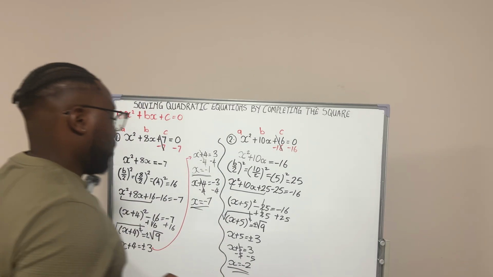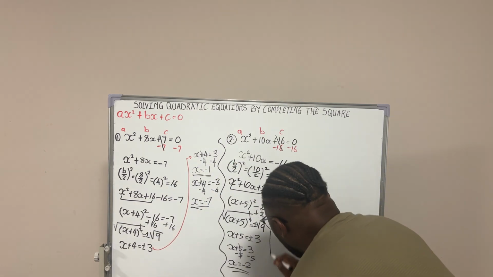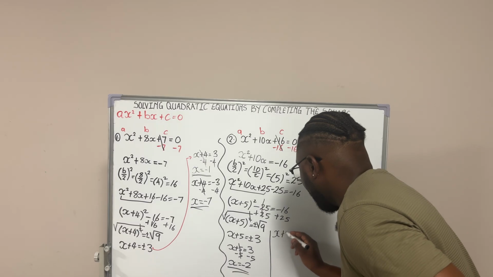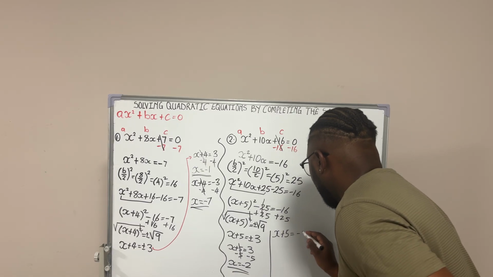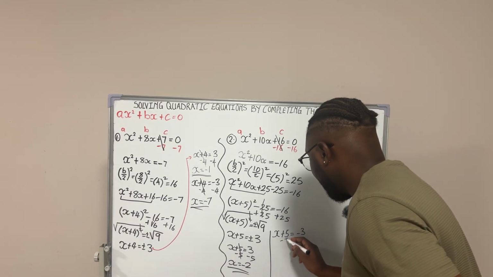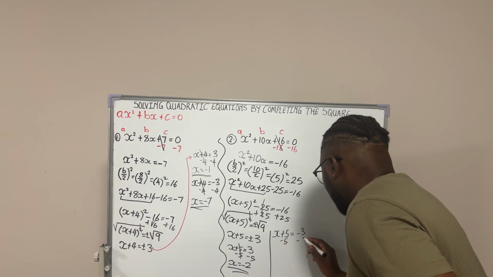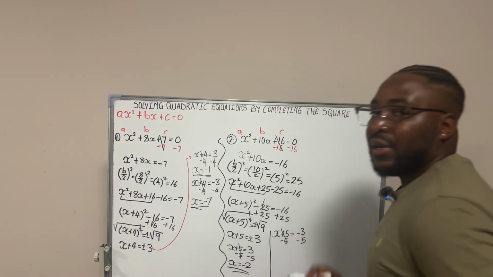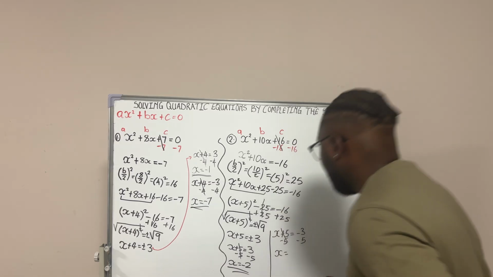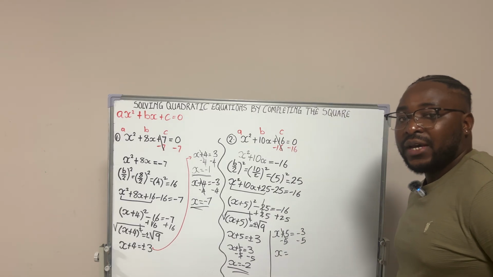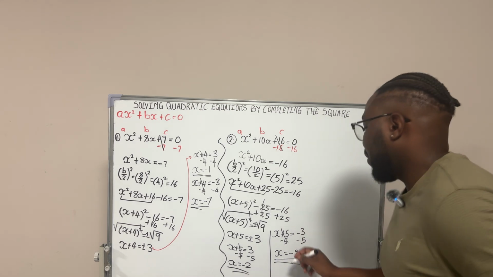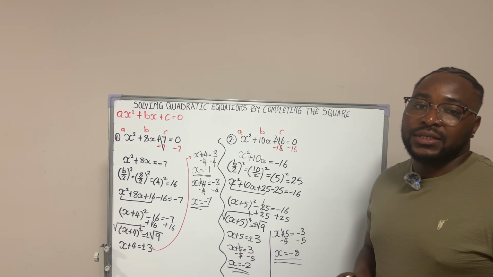Okay, now let us deal with our negative part, the negative 3. So that will be x plus 5 equal to negative 3. We're finding the value of x, so we just subtract 5 both sides of our equation. Positive 5 and negative 5 cancel out. We shall be left with x equal to negative 3 minus 5. That's negative 8. Yes, so we have found our other x value.